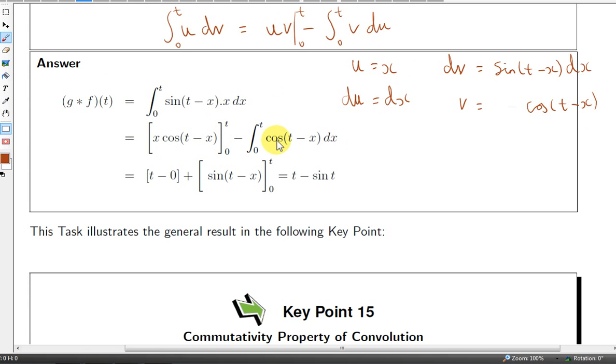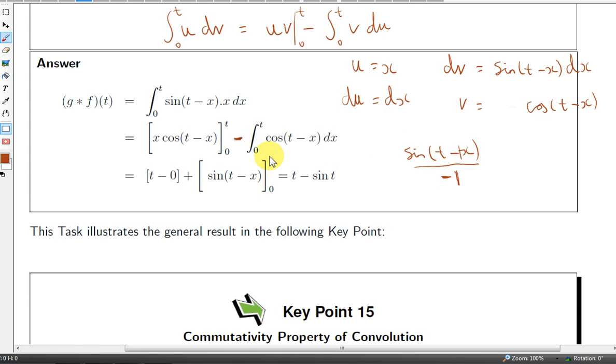Over here, if we integrate the cos function, we get minus sine of t minus x divided by the derivative of the angle, which is minus 1. I'm sorry, the integral of the cos function is sine. We actually get sine of t minus x divided by minus 1. That's what we get when we integrate cos of t minus x with respect to x. The derivative of minus x is minus 1. And this minus out here gives us the plus here.